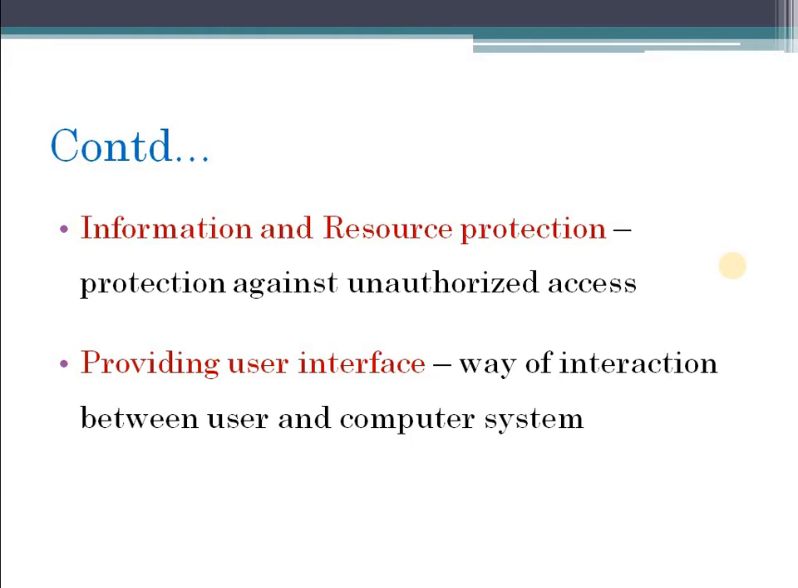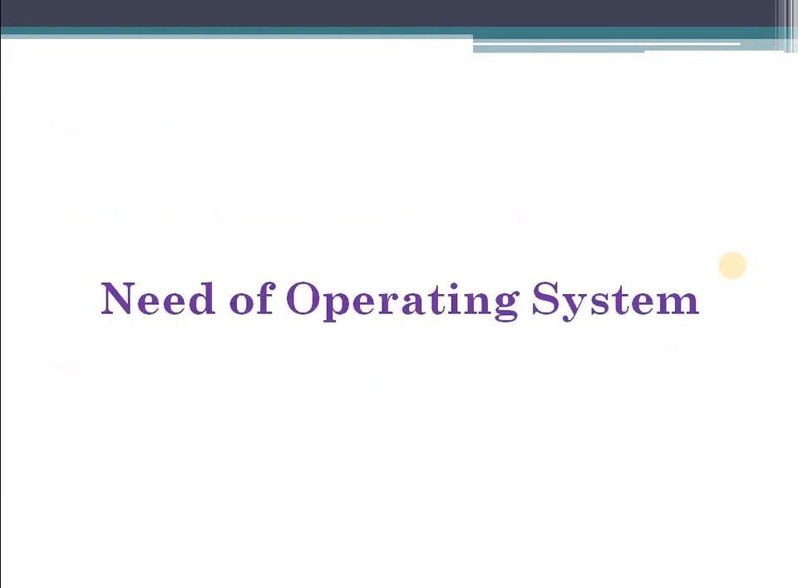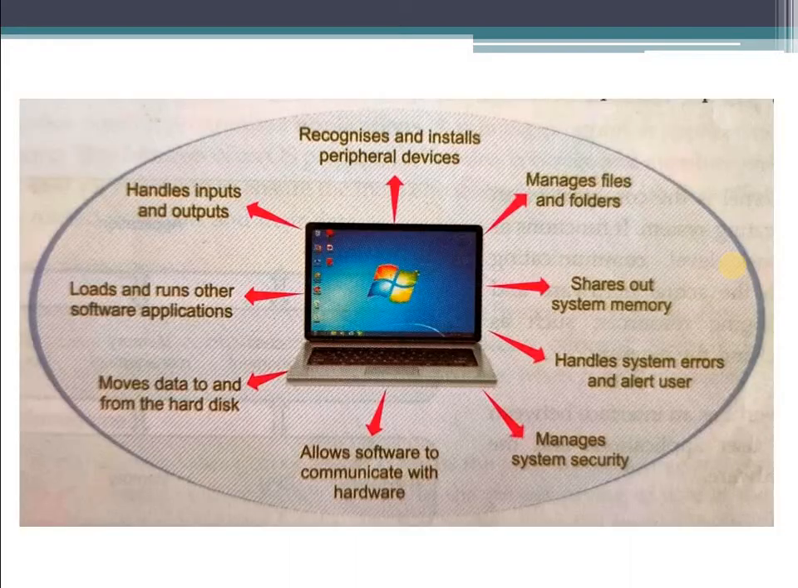Now, what is the need of operating system? Just see a figure, it will draw a clear picture. So this is a computer, and an operating system is also there. Windows 7 is installed there. It recognizes and installs peripheral devices, it manages files and folders, it shares out system memory, handles system errors. Lots of work is being done by the operating system. So this is the need of operating system, to perform all these.